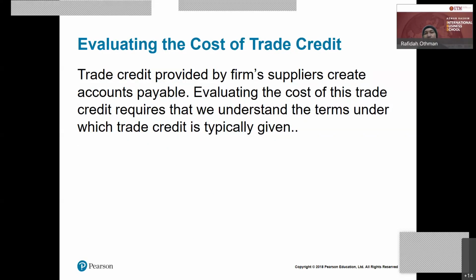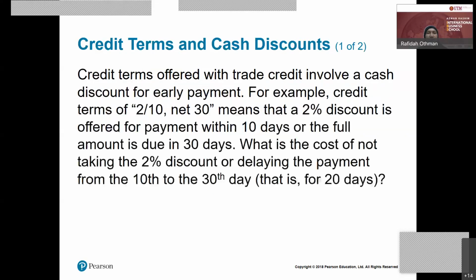Okay, and another thing is trade credit. Trade credit is provided by the supplier, meaning that you are given a cash or credit term or a cash discount. This is in terms of accounts payable, meaning that you are given a 2% discount for the first 10 days, and you have to pay net in 30 days.